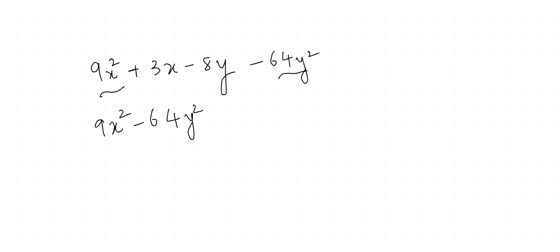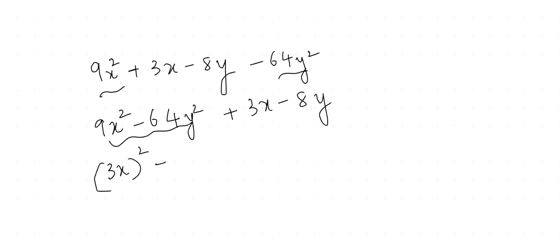Okay, so now the same thing. I'm just trying to put the perfect squares together. I can write 9x square as 3x the whole square and 64 as 8 square, so 8y the whole square. Now if I look at 3x minus 8y, I told you there's nothing common. When nothing is common, we are going to assume that 1 is common. So 1 into 3x minus 8y.